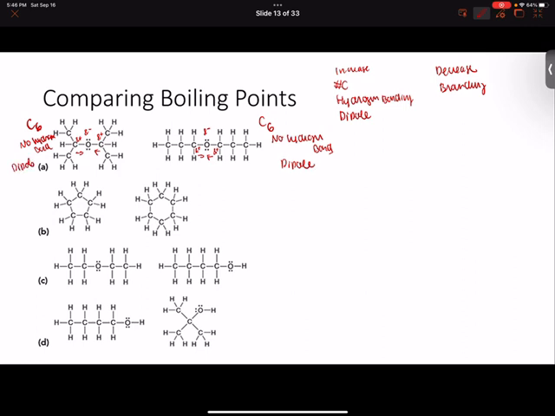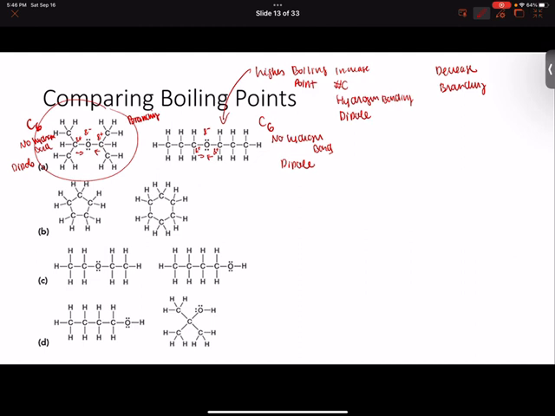So how else can we compare it? Well, we're forgetting about branching, so the branching decreases it, right? So this molecule down here has some branching, so it's gonna have a lower boiling point than this one. So this one is gonna have the higher boiling point. Okay, perfect. So we can go to B.